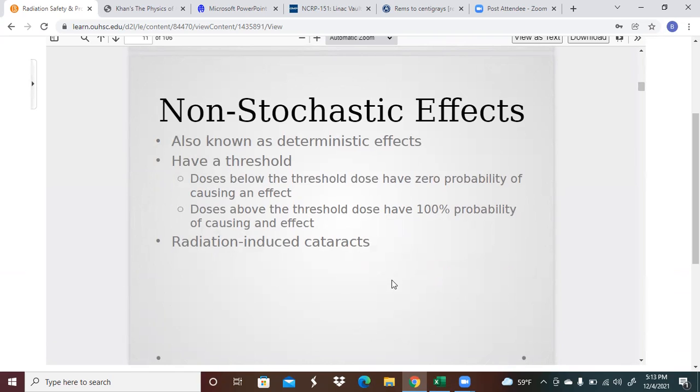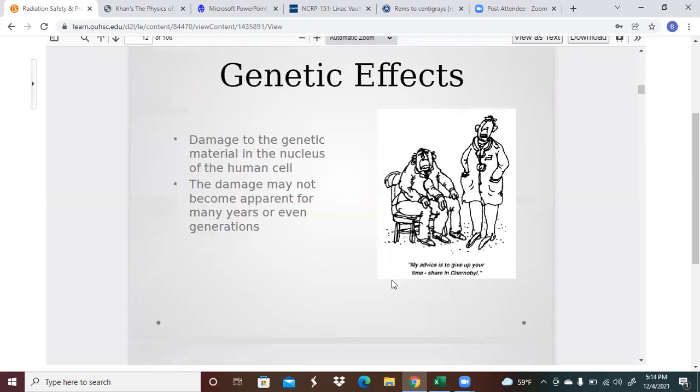Non-stochastic effects are also going to be known as deterministic, and these do have a threshold. Doses below the threshold have 0 probability of causing this effect. However, if you're above the threshold, it's going to happen. One example of this is cataracts. If the lenses of the eyes go above a particular dose, then it's 100% guaranteed that you're going to start having cataracts or clouding of the lens.